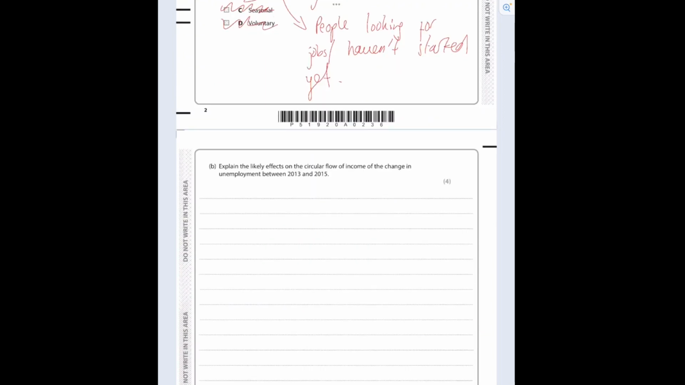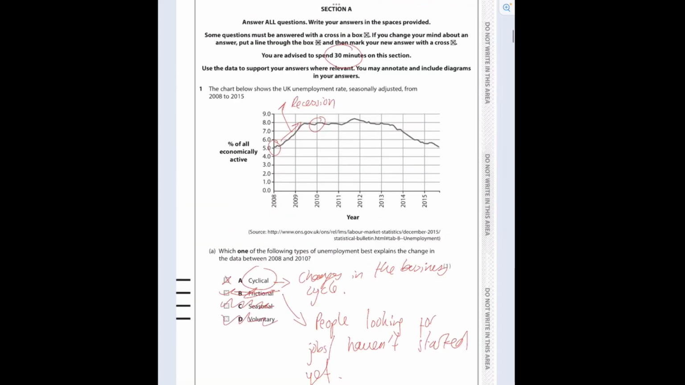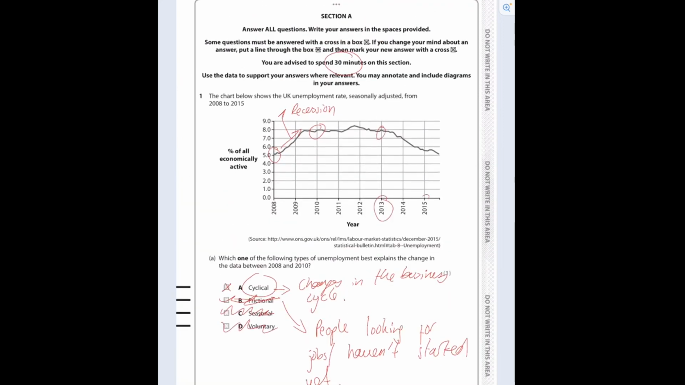Explain the likely effects on the circular flow of income of the change in unemployment between 2013 and 2015. Okay, so I think what you want to think about is the injections into the circular flow of income and withdrawals. That's what I would be thinking about. Injections are government spending plus investment plus exports, exports being X, and the leakages are tax, savings, and imports. So let's have a look, 2013, 2015. 2013 is here, 2015 is there.